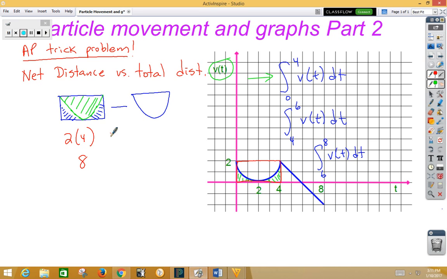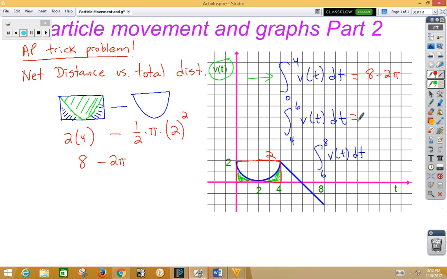I need to subtract from that the area of the semicircle, which is half times pi times radius squared. Our radius is 2, so I've got 8 minus 2 pi is the area of the slivers down here in green. So that's my first piece. So my first piece is 8 minus 2 pi. Now that's positive area because it's above the x-axis.